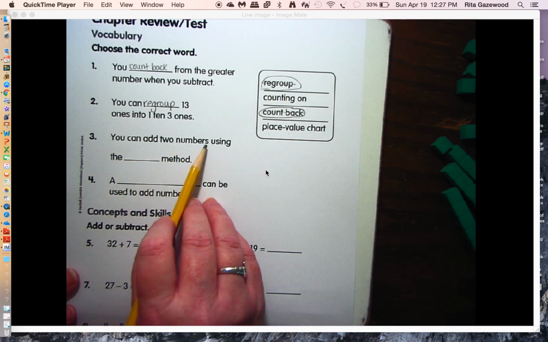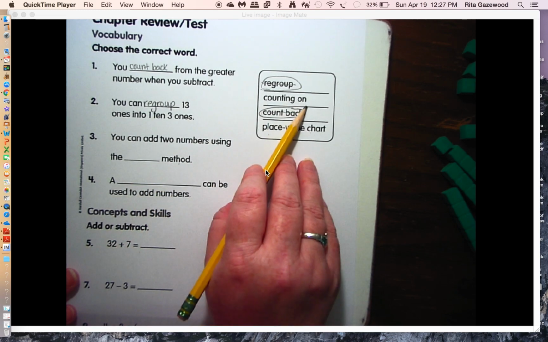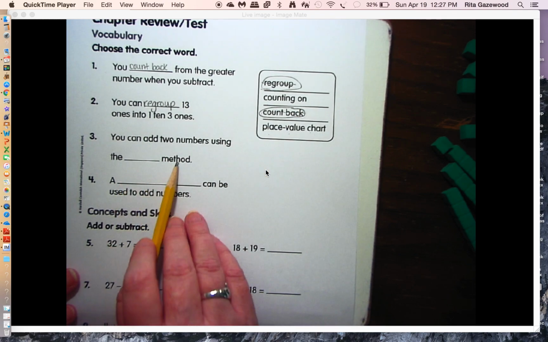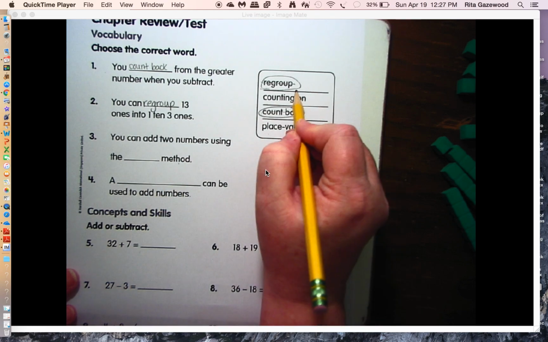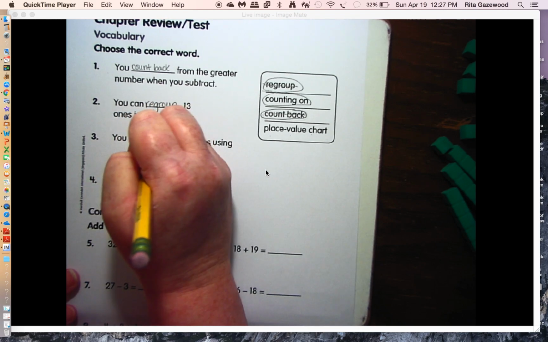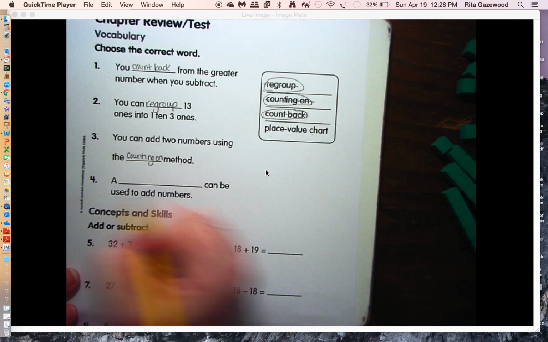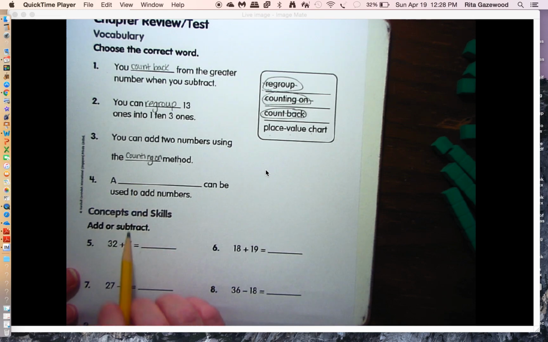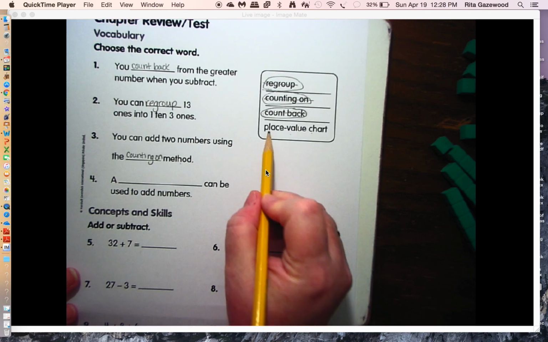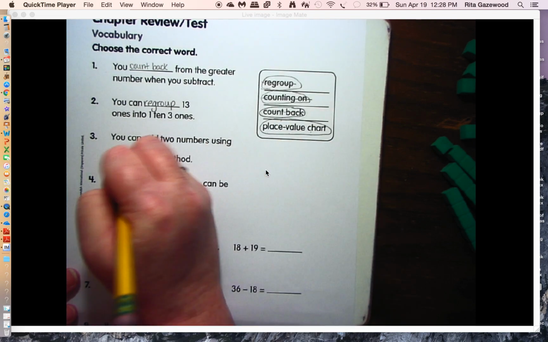Number three, you can add two numbers using the blank method. Which one of these is a method? Counting on method, place value chart. That's right, the counting on method. That's the method. If you don't have enough room, you can just write it in the space above too. Now, if we've done this correctly, place value chart should make sense in our last sentence. A blank can be used to add two numbers. A place value chart can be used to add two numbers. Yep, that's true. In fact, we'll be doing that today.